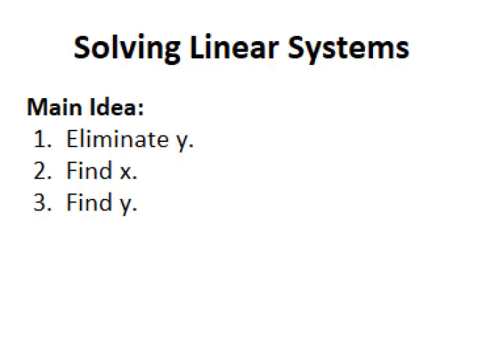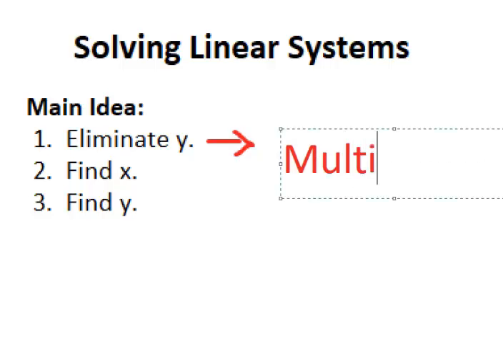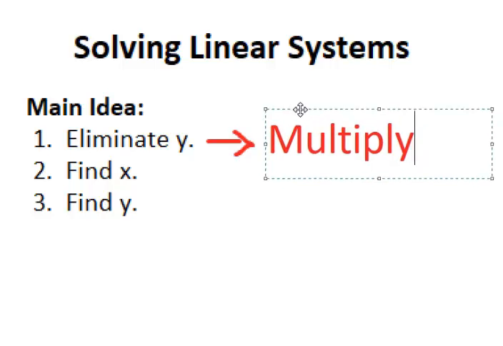Now, what happens if I cannot eliminate y? If I can't eliminate y, I need to do a step before, which is going to be multiply. Usually when you can't eliminate the letter, what you need to do is multiply. We're going to see that. So how are we going to do that? Let's see another example of an exercise.